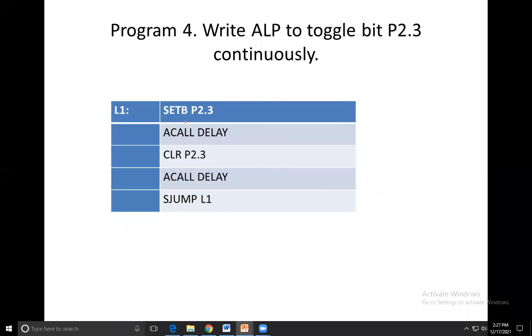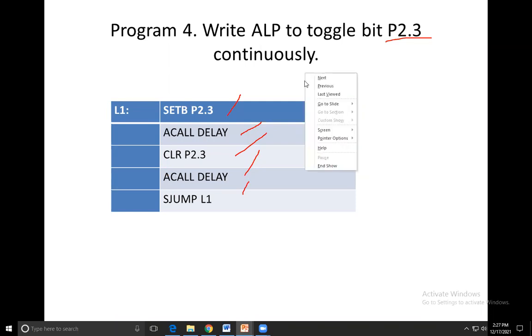Okay, so SETB port 2.3, ACALL delay, then CLR port 2.3, ACALL delay, and then SJMP L1. In this way you toggle the port 2.3 bit. This is simple programming. Here we use the bit manipulation instruction, here is the jump instruction, here is also a bit manipulation instruction, only one bit is used, then here is ACALL delay, and then the jump.